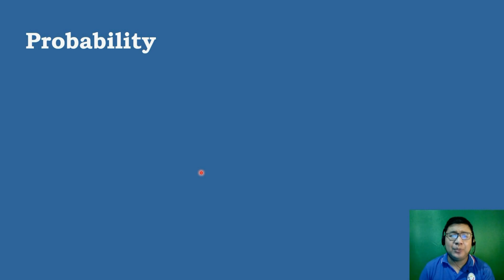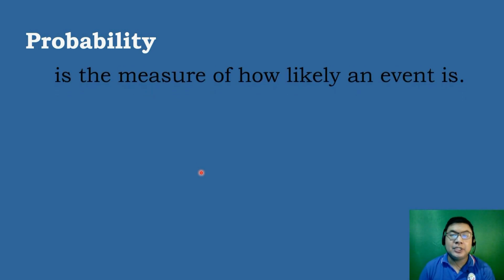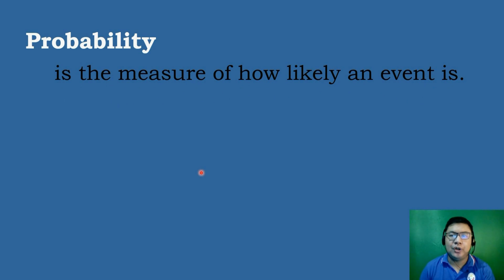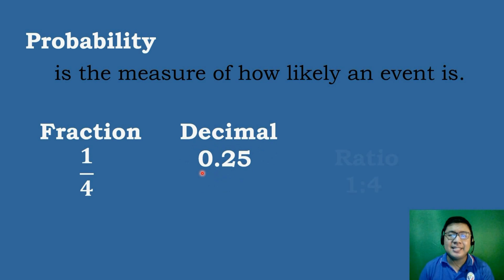Let us define what is a probability. When we say probability, it is the measure of how likely an event is. Also, it tells us the relative frequency with which we can expect an event to occur. The greater the probability, the more likely the event will occur. It can be written as a fraction, a decimal, or a ratio.